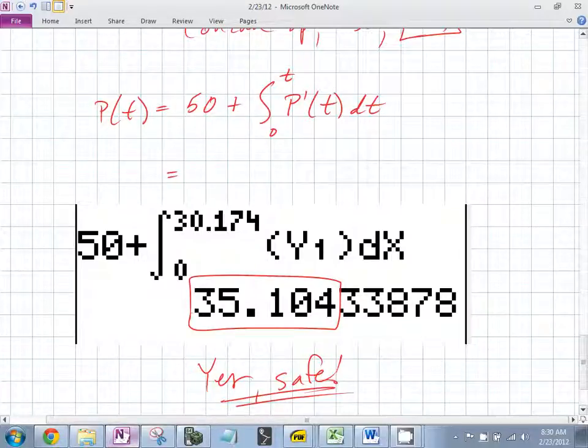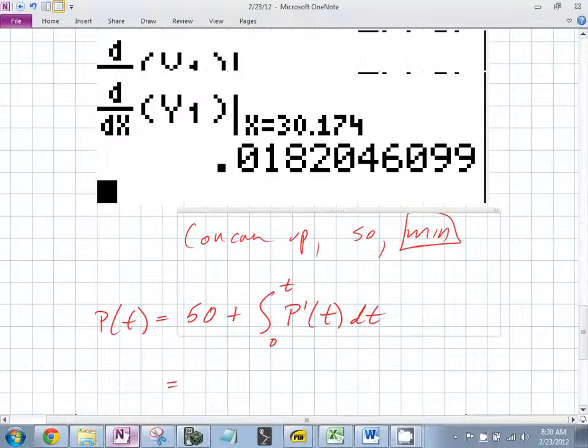Did we ever actually find the general antiderivative of the rate of change of the pollutants here? No, we didn't. We don't need to. Did we ever need to integrate it? No, we did a definite integral. Okay, D.